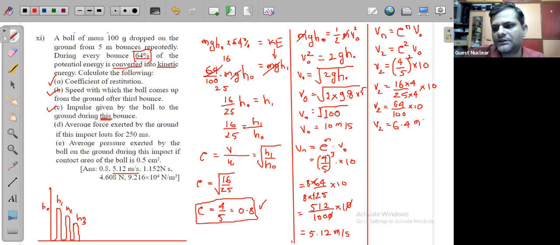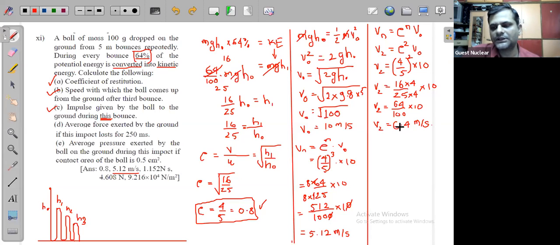meter per second. This is the velocity after the third bounce, sorry, second bounce, and the velocity after the third bounce is going to be 5.12 meter per second here in this way. But now we have to find out the impulse. That means we have to find out the change in momentum in short. So let us find it out on the next page.